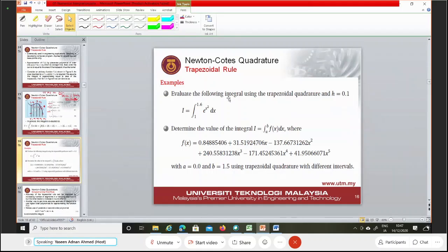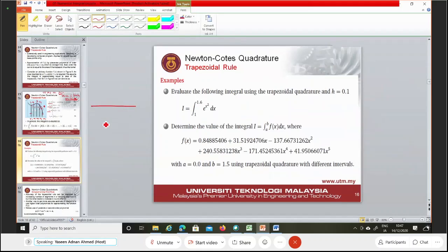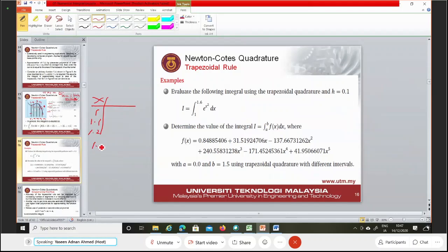So for an example, evaluate the integral using the trapezoidal quadrature. So in this case, your h is given 0.1. You need to integrate from 1 to 1.6. So you remember that. Your starting value for x in this case is 1. Then 1.1, 1.2, 1.3, 1.4, 1.5, 1.6.